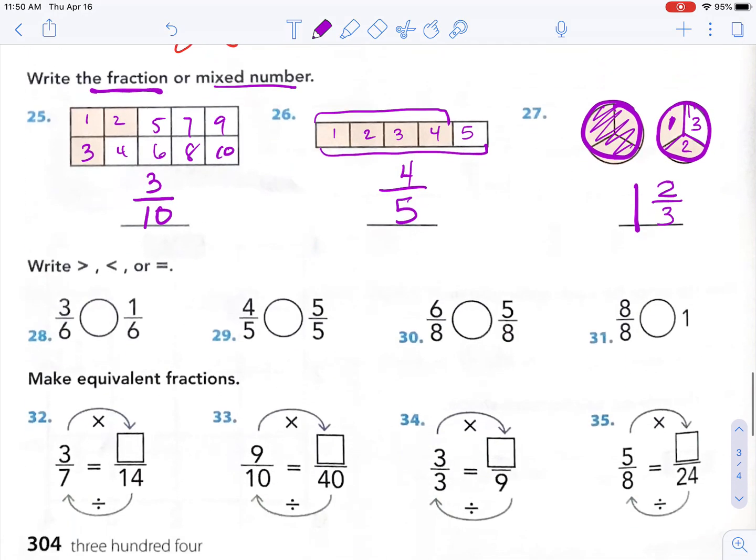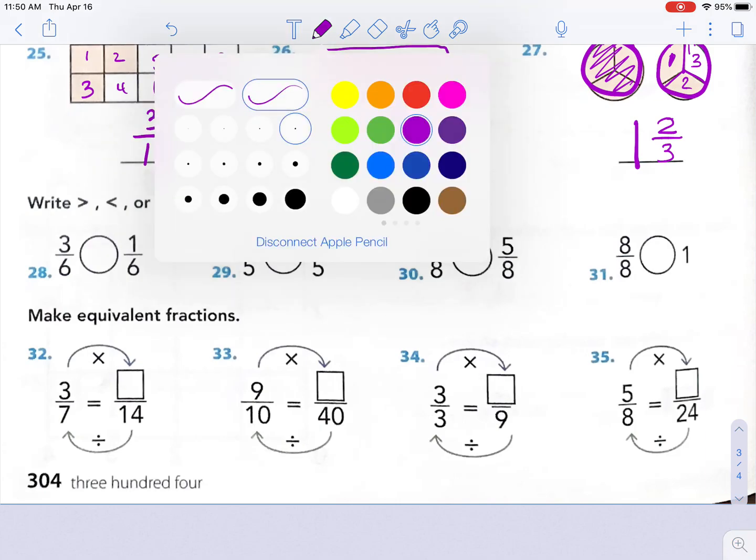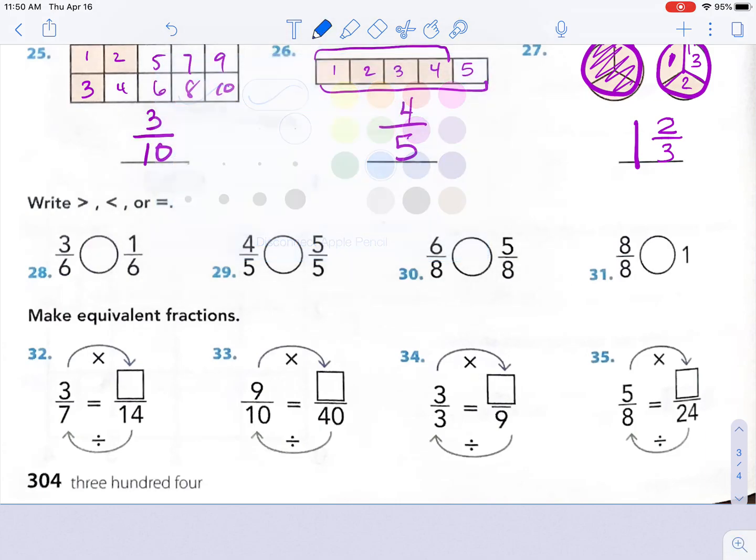Excellent. All right, next section. Some more review. You should not have forgotten this because we just learned it.